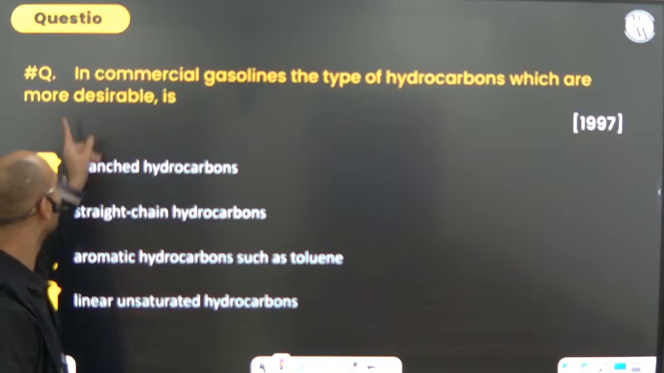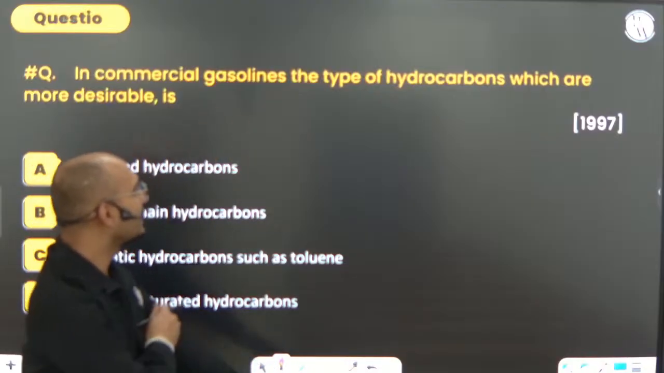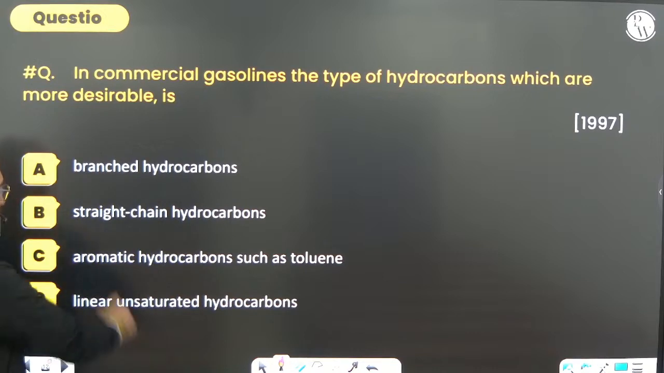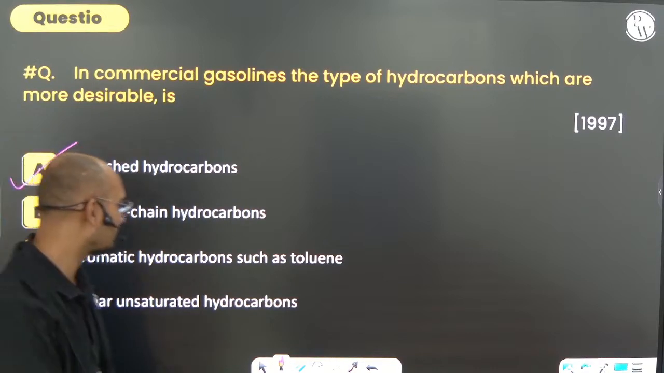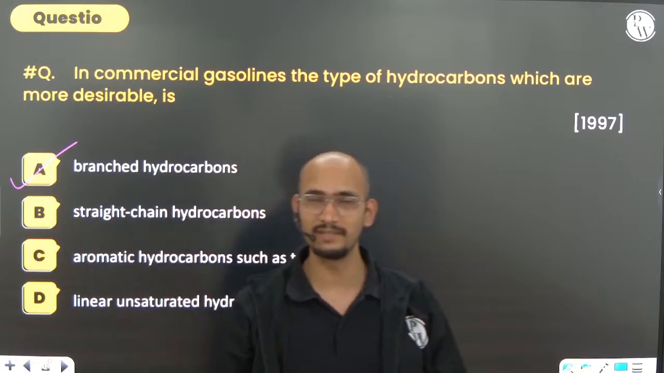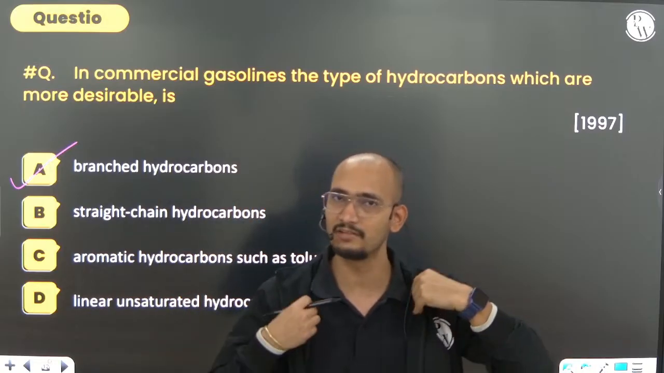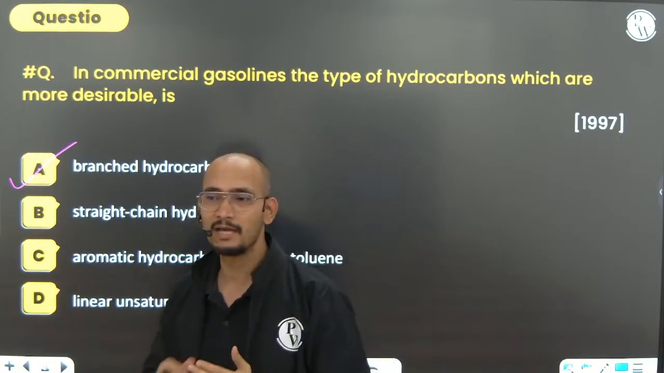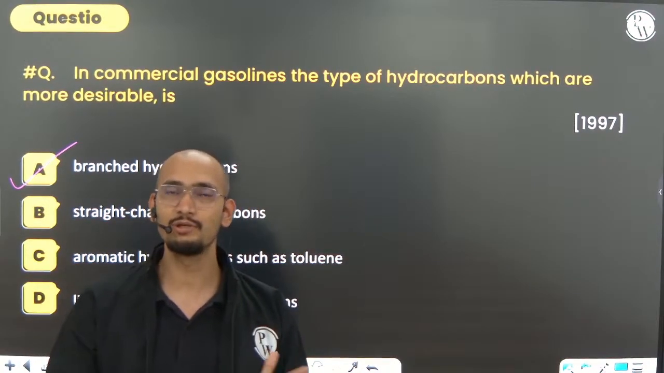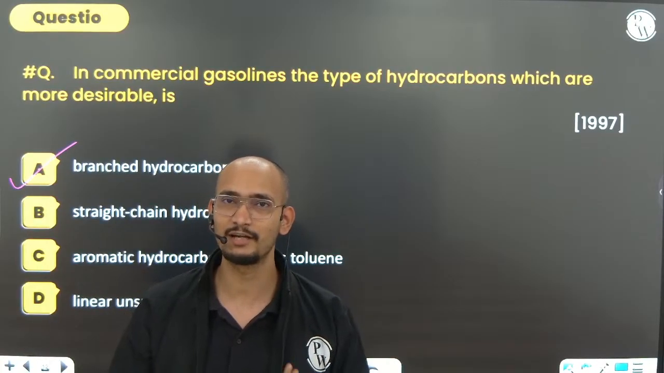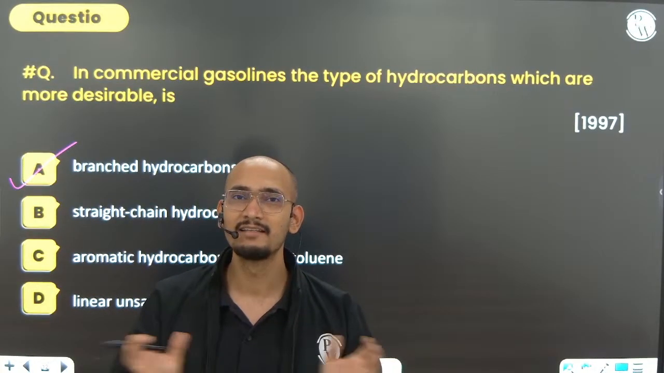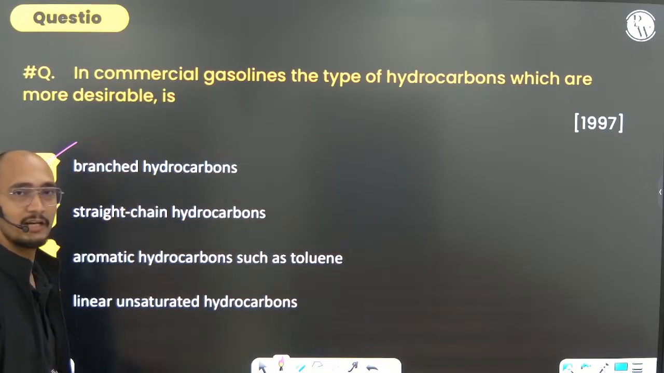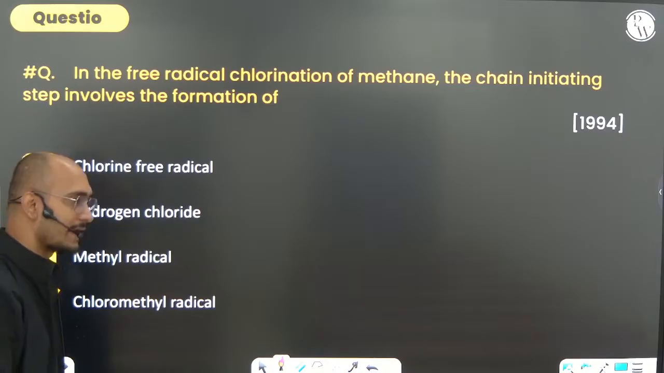Next. In commercial gasolines, the type of hydrocarbon which is more desirable is, okay, branched hydrocarbons. Yes, branched hydrocarbons. Please remember, have you ever heard about octane number? How do you increase the octane number? By branching, or you can say by converting straight chain carbons into branched chain carbons. So in such a case, what happens? Their octane number increases and they show less knocking. So it increases the efficiency of the fuel, and that is more desirable.